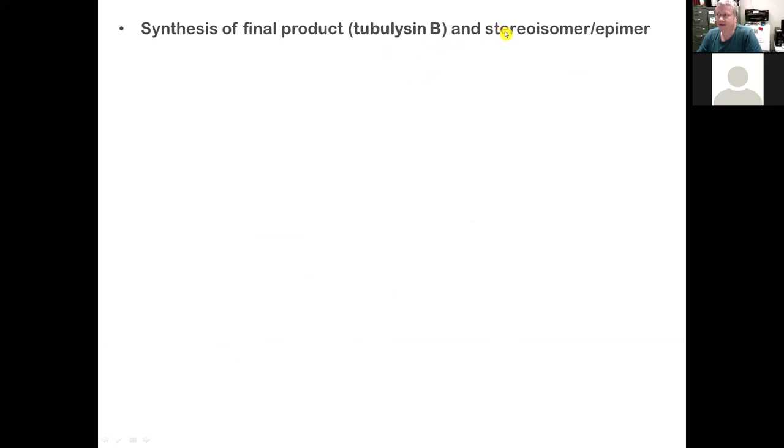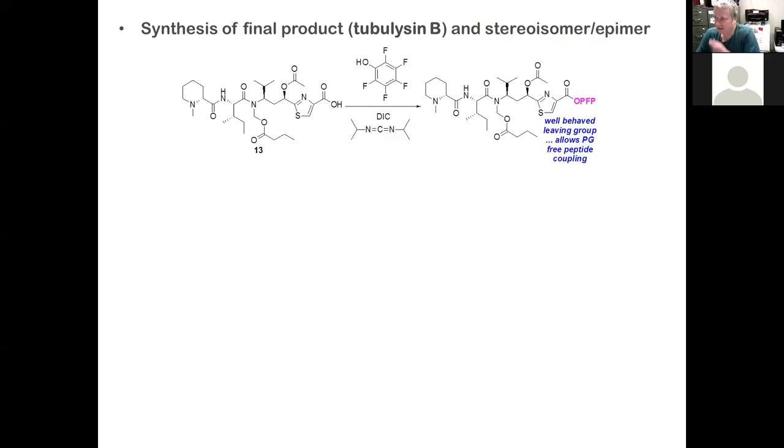And they also make the stereoisomer, which is called an epimer, based on the wrong stereochemistry of their other building block, just to see, why not? They stick it in there and see if it's biologically active, right? So this is how they did it.